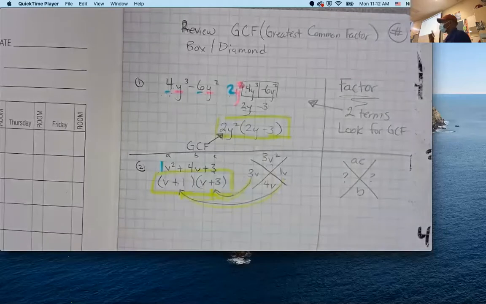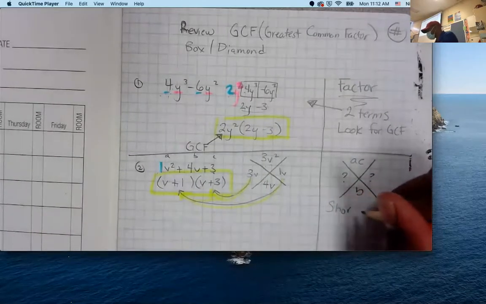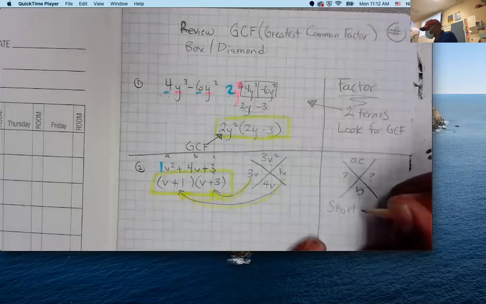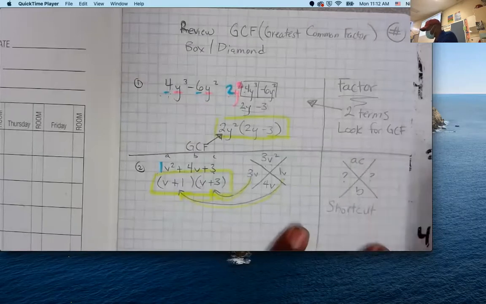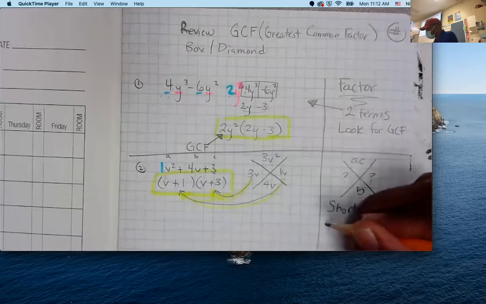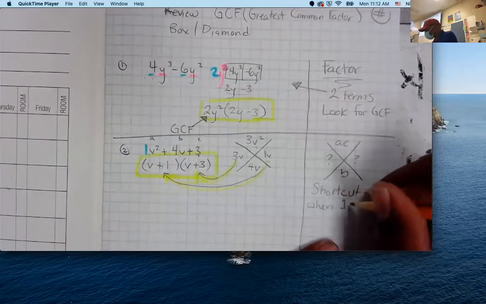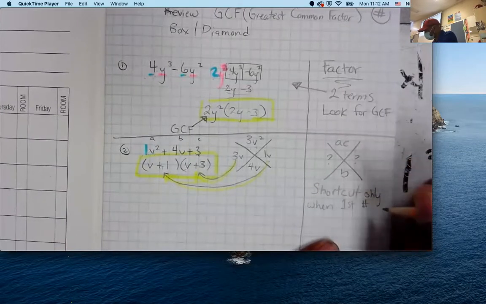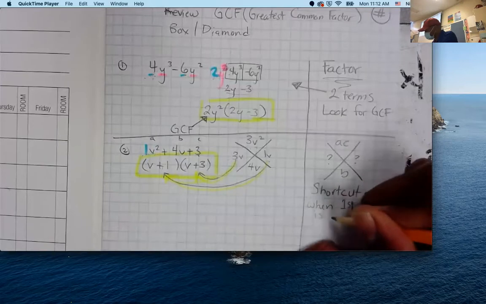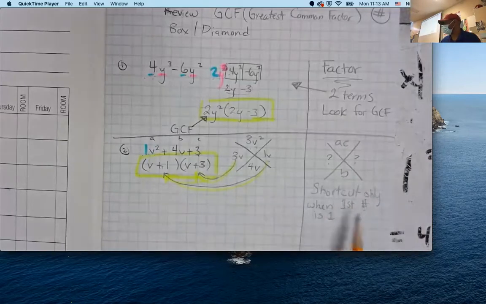Now again, the shortcut only works when you have 1 as your first coefficient. Only when the first number is 1. So shortcut only when the first number is 1.